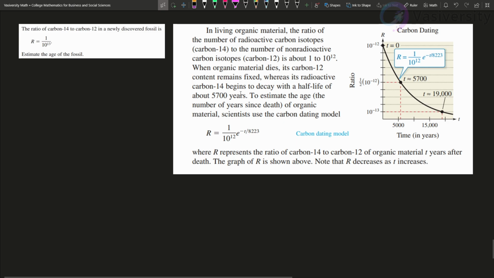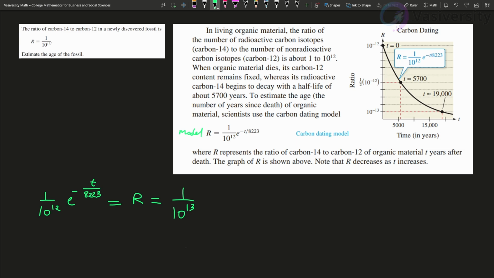Oftentimes scientists, biologists, and physicists use half-life times because some components, especially radioactive ones, decay over a very, very long time. We're going to be using this equation, the carbon dating model. We know that R is equal to this, so we apply our given model. We plug in: 1 over 10 to the 12, e to the negative t over 8,223 is equal to R, which is equal to 1 over 10 to the 13.